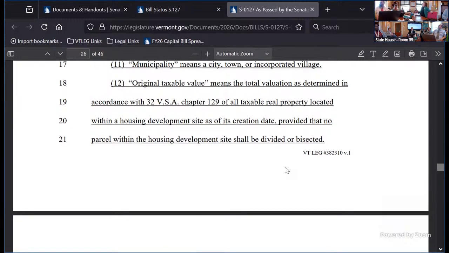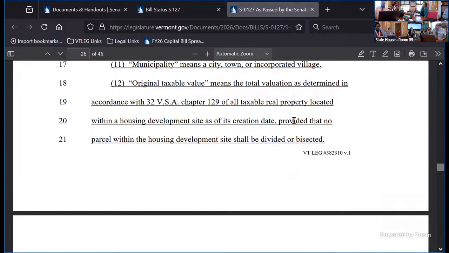Original taxable value, we've talked about this piece. This is the total valuation that's determined for all real property located within the housing development site as of its creation date. I'm going to talk about creation date because it matters for these purposes. When you set the OTV, it tells you what kind of increment you're generating. So when you freeze that, value matters, but we'll come to that later.